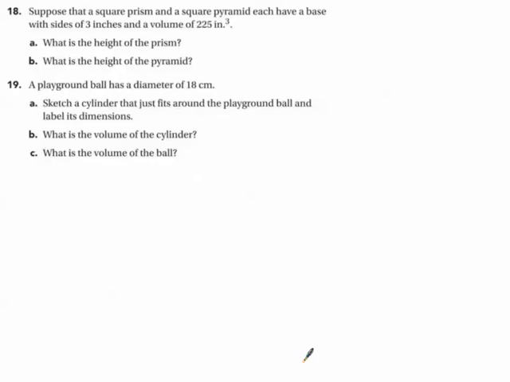This is Filling and Wrapping, Investigation 4, the ACE homework from 4.5. There are a lot of confusions on this, so I want to make sure that we have them all taken care of. So if I have a square prism and a square pyramid, they have sides of 3 inches and a volume of 225. I know that the base of both of those is 3 by 3.